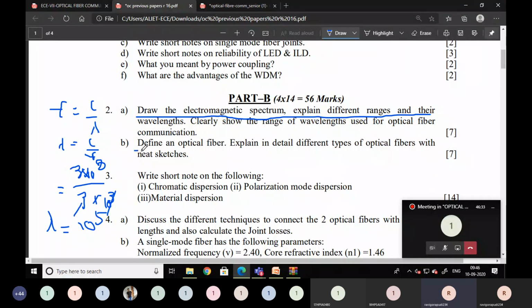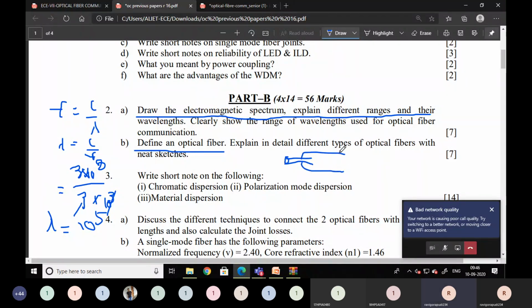Optical fiber is a thin, long, flexible cable which has a core and cladding as the inner layers, and the outer layer is a protecting sheet or protecting layer. That is optical fiber. You can write the structure of the optical fiber like this. This is the core with a refractive index, and in the same manner, the cladding.